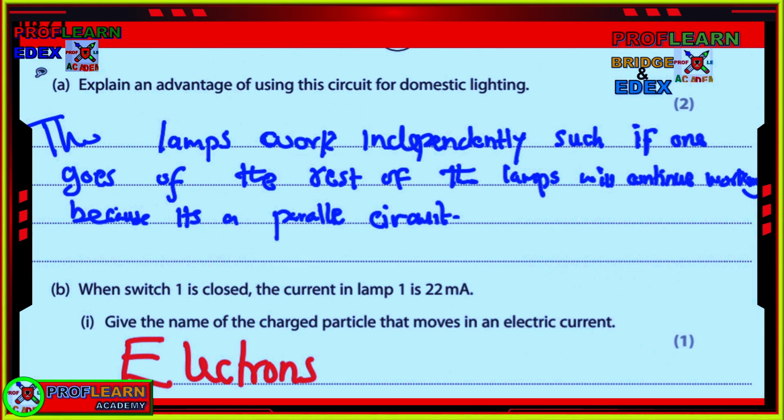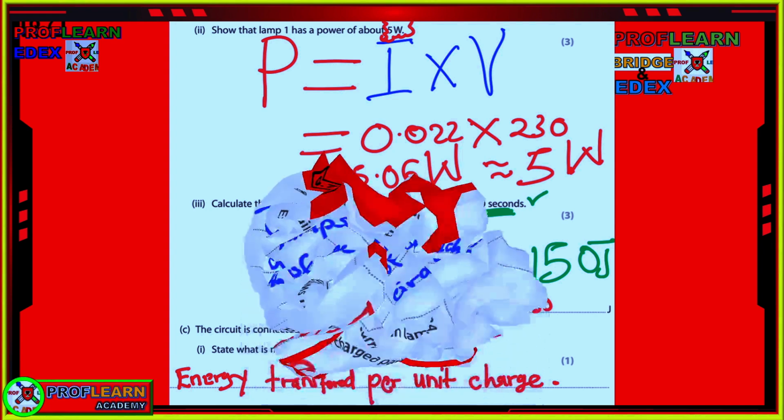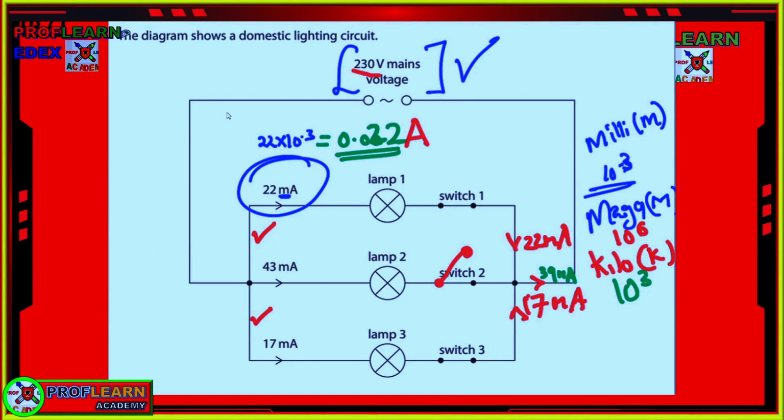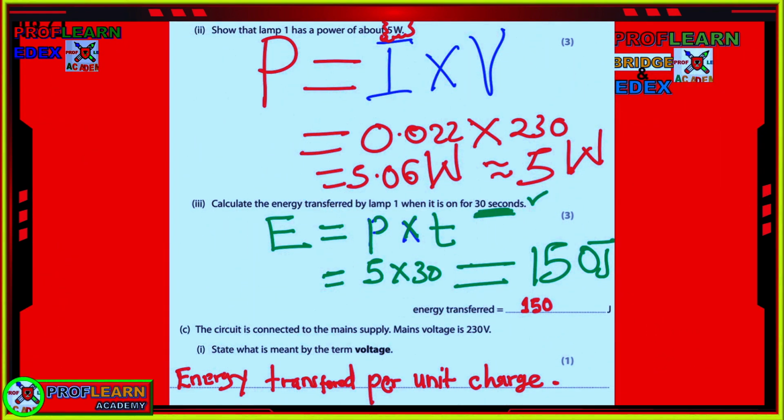We also need to look at what power is. We are told to show that lamp 1 has a power of 5 watts. We know that power is equal to voltage times current. The current here is 22 times 10 raised to the power negative 3, which is 0.022. The voltage is the same for all these bulbs because they share the same voltage, which is 230 volts, since this is a parallel circuit. So power equals IV, which means 0.022 times 230, and that gives us 5.06 watts, which is equivalent to 5 watts.